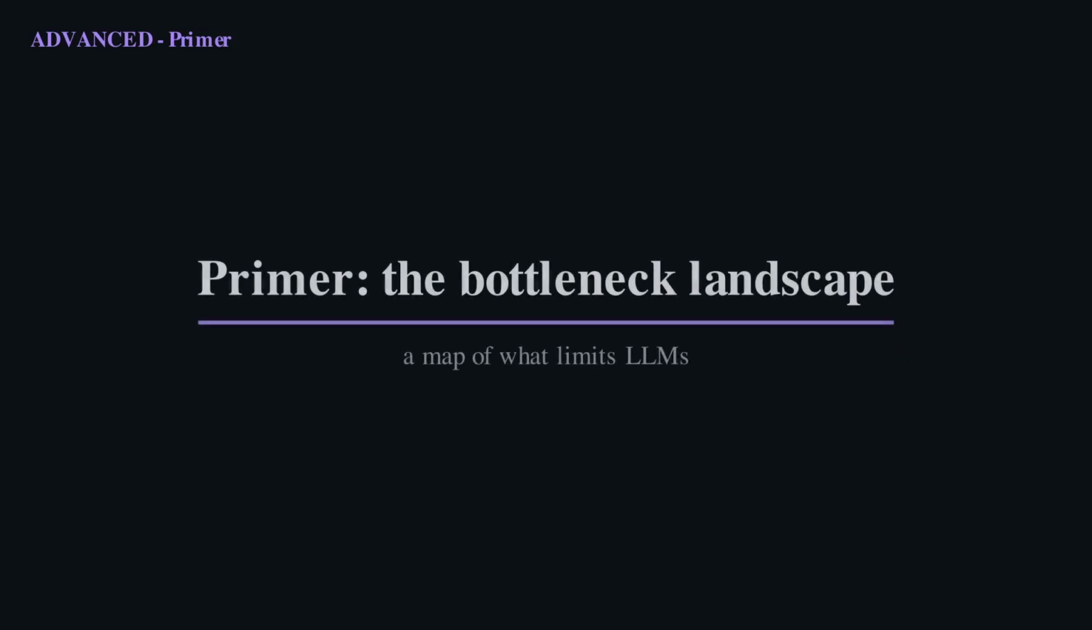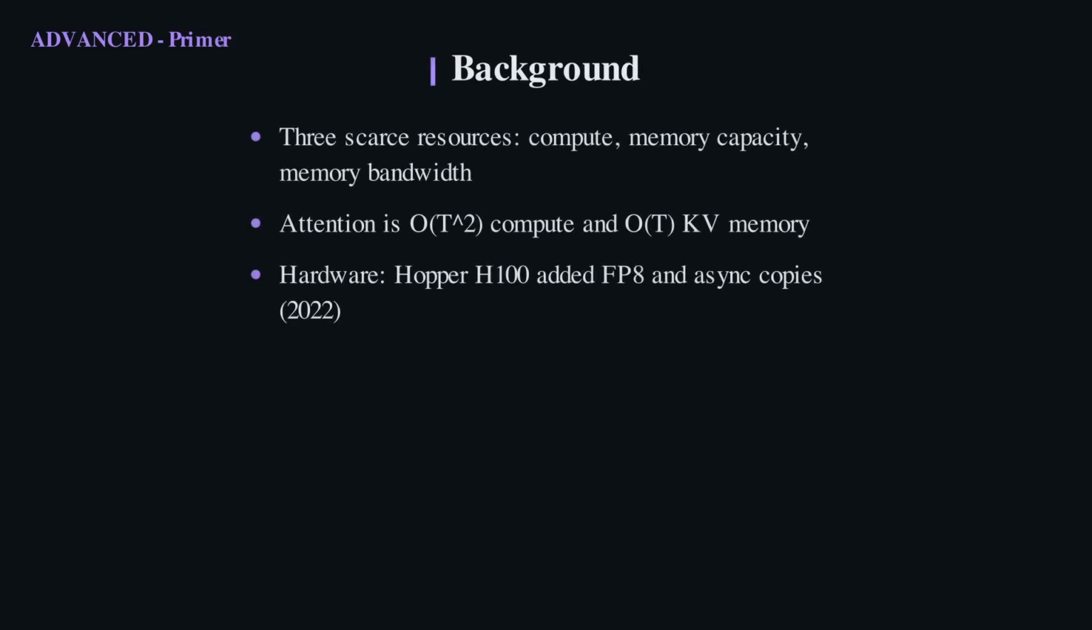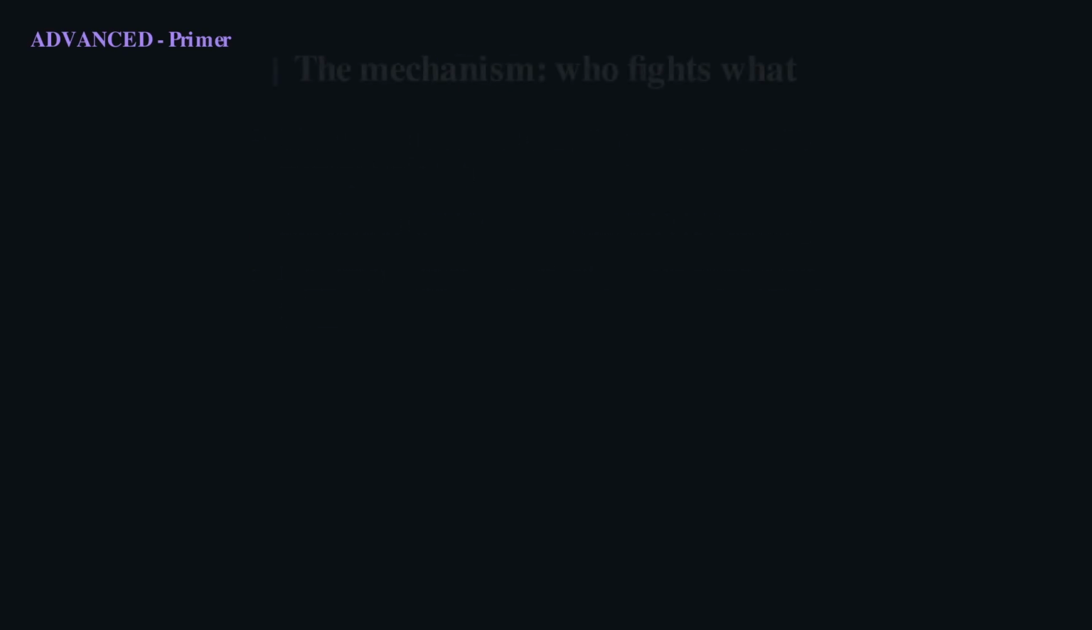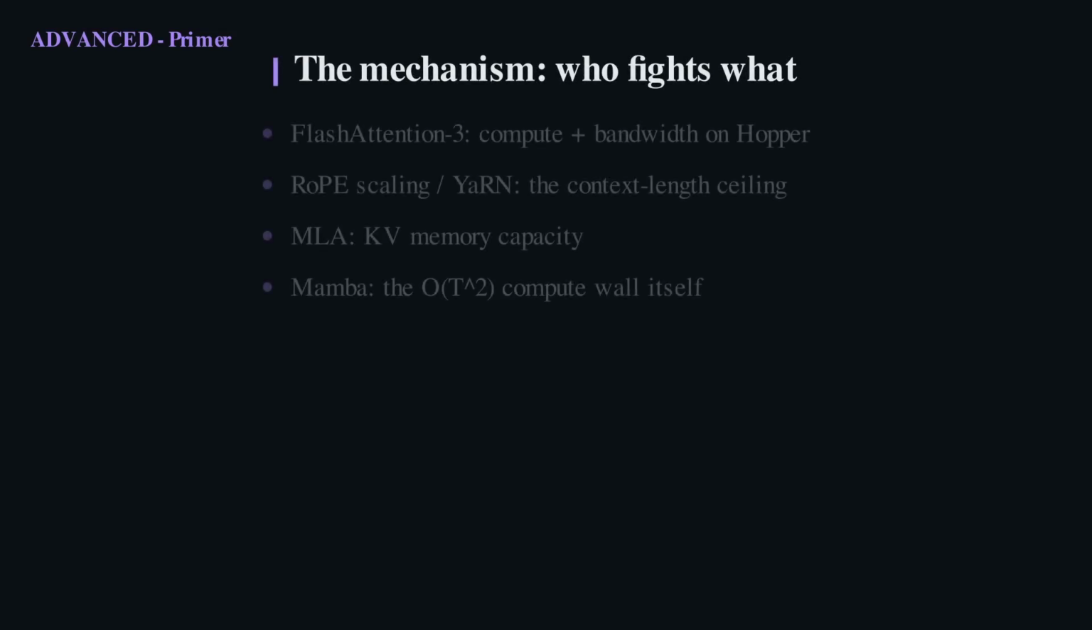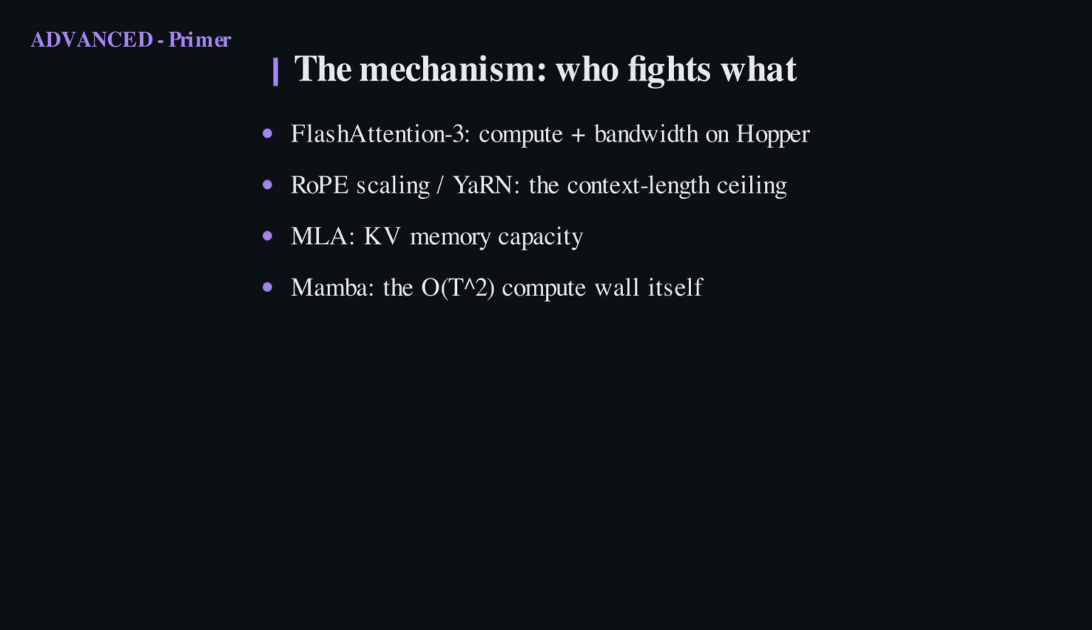Before the frontier techniques, here's a map of every bottleneck they fight, so each one has a place to hang. Experts answer why by naming the exact resource being saved. 3 resources are scarce: compute, memory capacity, and memory bandwidth. The NVIDIA Hopper generation in 2022 added FP8 and asynchronous copies, reshaping what's optimal. Each frontier method targets a specific corner of this space. FlashAttention-3 chases compute and bandwidth, YaRN attacks the context ceiling, Multi-head Latent Attention attacks KV capacity, Mamba attacks the quadratic wall outright. Keep this assignment in mind as we go.